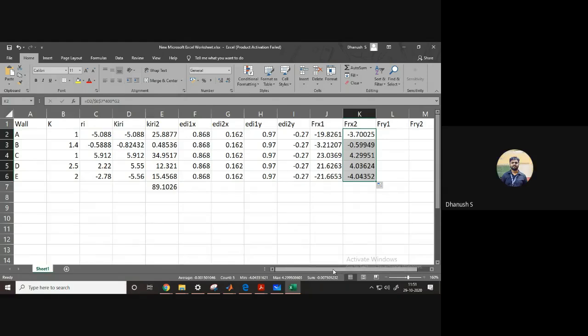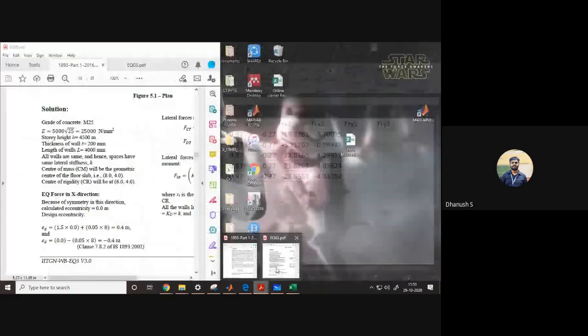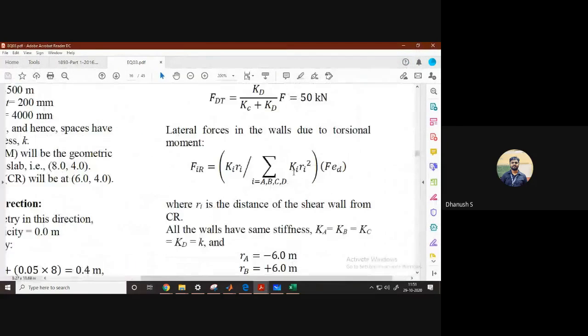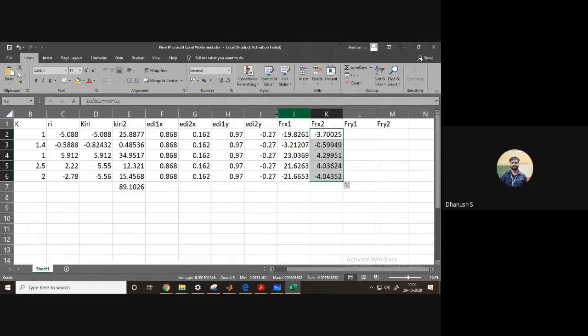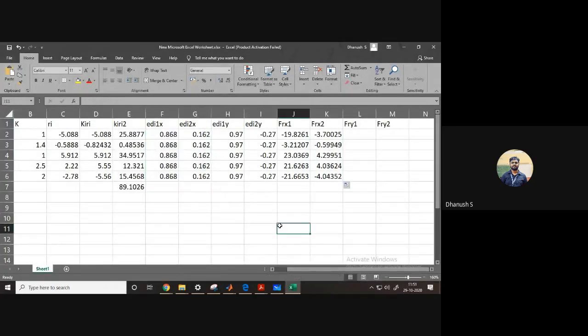Has everyone understood this step? Yes, sir. If you want the formula, I will show it to you guys here. So this is the formula that we're following. This document also I'll probably send to you guys today. KiRi divided by summation of KiRi square of all the walls, into the force acting along that direction, into the design eccentricity for that particular case. So each direction will have 2 design eccentricities. That is why we have 2 columns for each direction. You'll notice that we have EDi 1x, EDi 2x. This is for the first case, this is for the second case, but both are for x direction only. Similarly, we'll have to do for y direction.